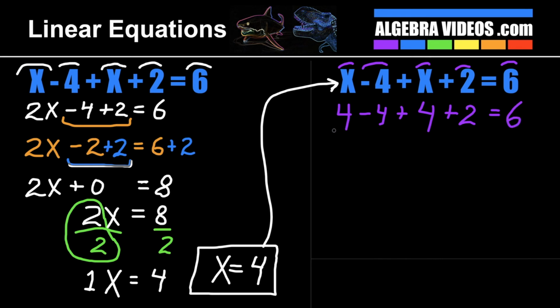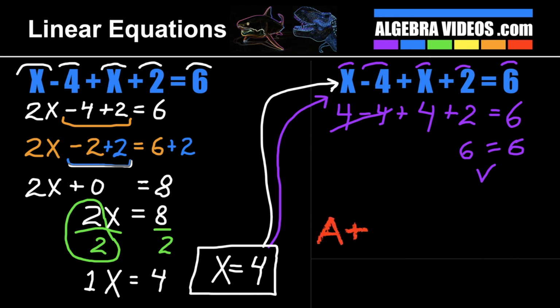Okay, so 4 minus 4, what does that simplify to? That's 0. And then the rest of it here is 4 plus 2 is 6. So 6 equals 6. And that is true, right? Because we got the same number on both sides, plugging in this 4 worked, right? So that means that our solution is indeed x equals 4. We can be sure of it now. And I'm going to give us an A+.